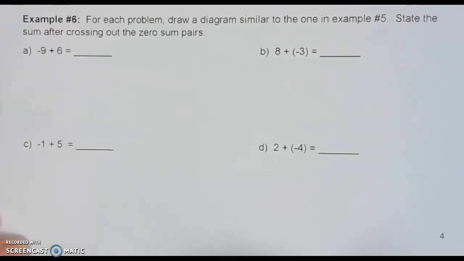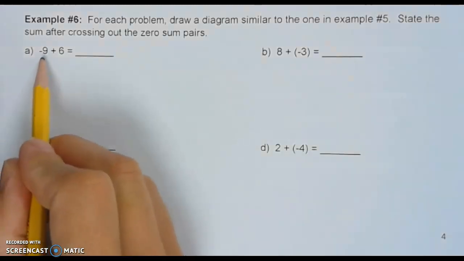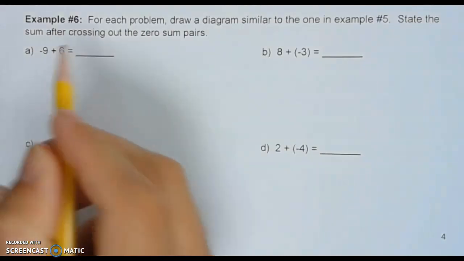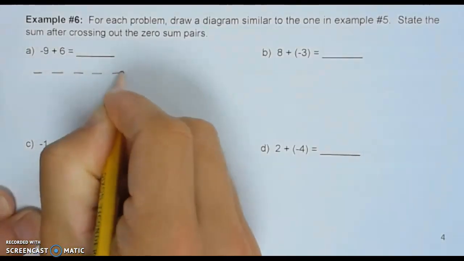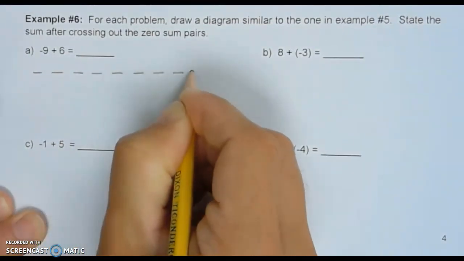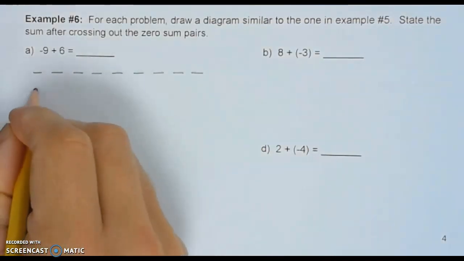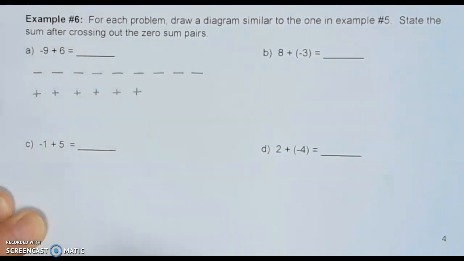Example 6 tells us that for each problem, we're going to draw a diagram similar to the one that we drew in example number 5. We're going to state the sum after crossing out the zero-sum pairs. So in example A, I have -9 plus 6. I'm going to start by drawing 9 negatives for -9. 1, 2, 3, 4, 5, 6, 7, 8, 9 negatives. Now I need 6 positives for positive 6. 1, 2, 3, 4, 5, 6.